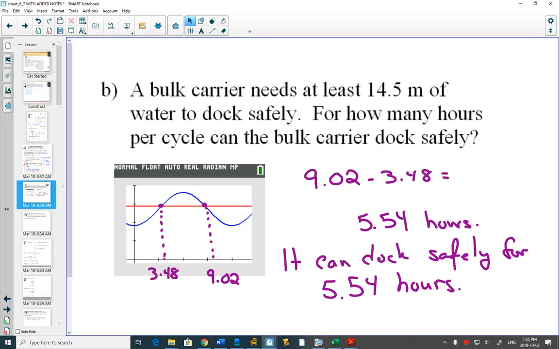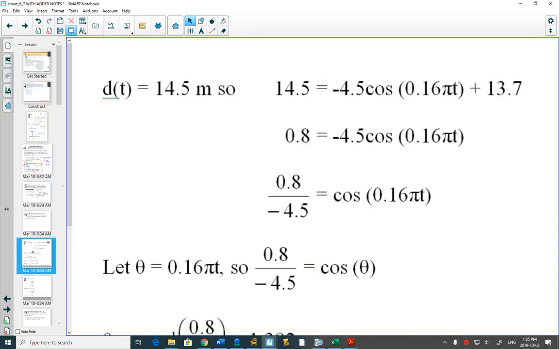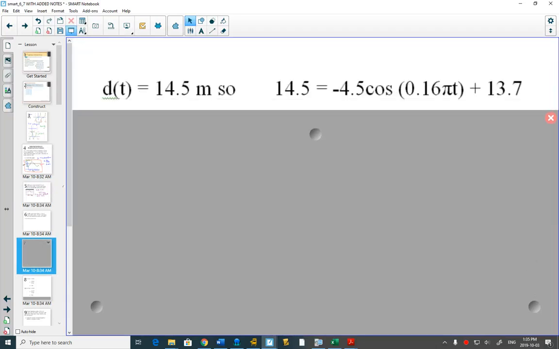But the idea for solving this algebraically is we know the depth has to be 14.5, so we would put that in for our y value, or for our depth, into our equation. Can you see the only thing you don't know is t, and that's what you want to solve for. So now you just have to use your algebra skills to get t by itself. Okay? Where is the t?